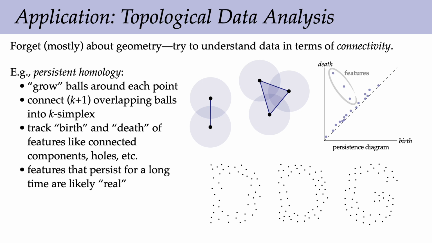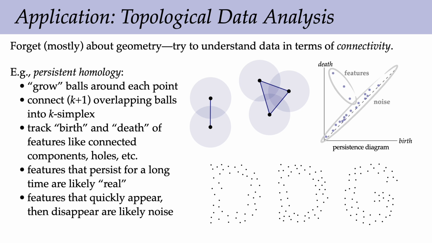Whereas the connected components we have at the beginning, just 2 points getting connected by an edge, well, that quickly dies, and that edge becomes a triangle, and that triangle becomes part of some other simplex and so forth. Okay, so features that persist for a long time are likely real. In this case, we have 3 letters. Features that quickly appear and then disappear are likely noise. Right? They just have to do with how particularly you sampled the data.